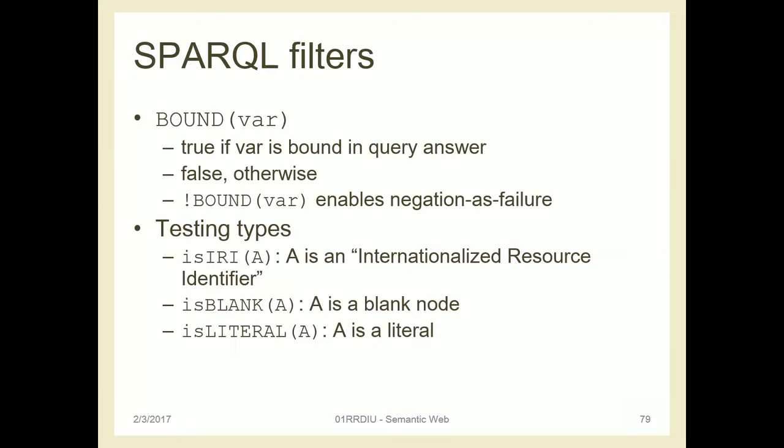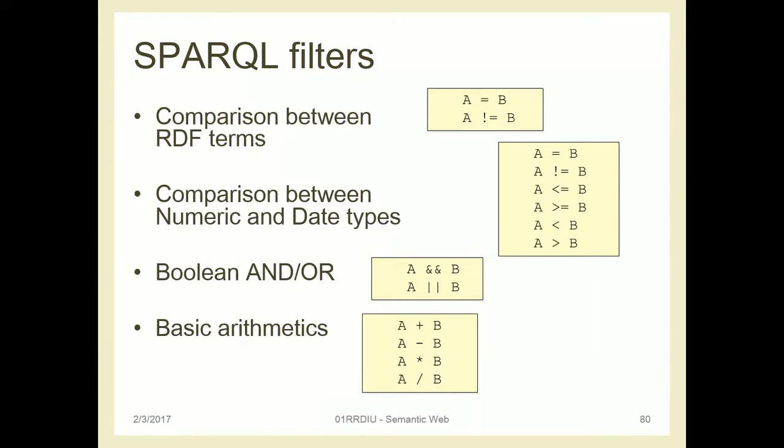Let's see, there are more details here. Bound means that you can check if it's bound into the graph, so it gives a Boolean result. You can test whether there is a blank node or IRI or is a literal, and then of course you can compare RDF terms that can be equal or different, and that's it. When you have numeric and date types, you can use more comparison types, and then you can use Boolean and, or, and basic arithmetic. You can use a different combination of these.